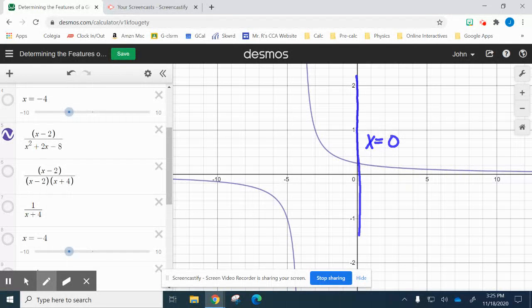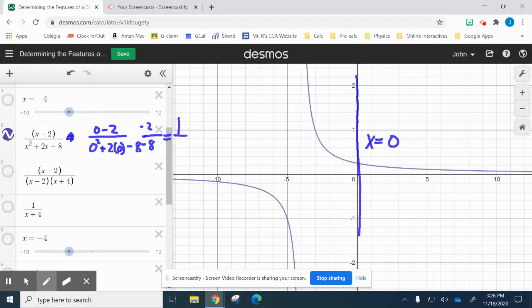So the y-intercept is wherever x equals 0. That's pretty easy to find. All you do is put a 0 in for x. So if you want to find out where y is when x equals 0, that's going to be 0 minus 2 over 0 squared plus 2 times 0 minus 8. You can see how easy this is, right? So we're going to have our y-intercept at negative 2 over negative 8, which is actually just equal to 1/4.